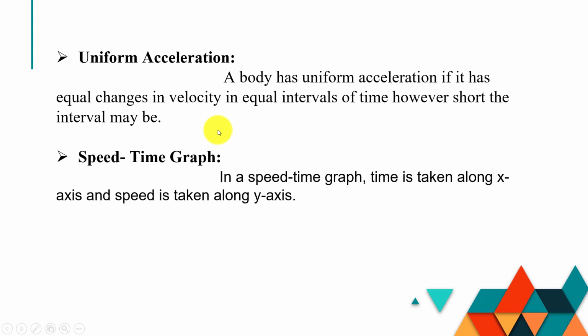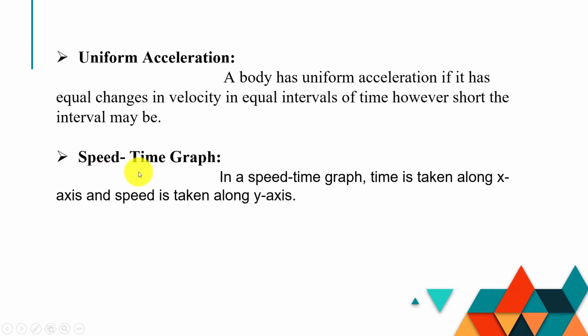As you have already discussed uniform velocity and uniform speed, here by applying the same concept we have uniform acceleration, and we can say that a body has uniform acceleration if it has equal changes in velocity in equal intervals of time. Again, if equal changes in velocity occur in equal intervals of time, then we can say that the body is moving with uniform acceleration.